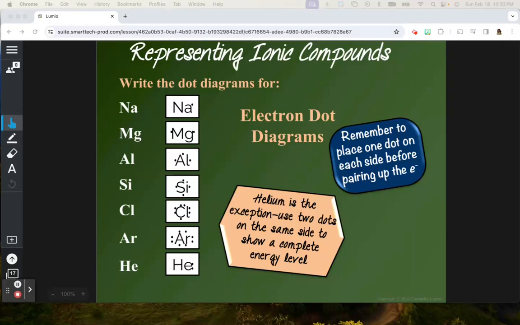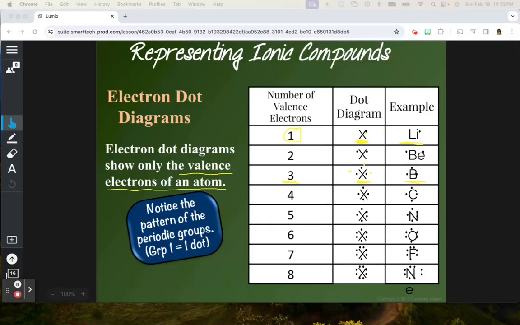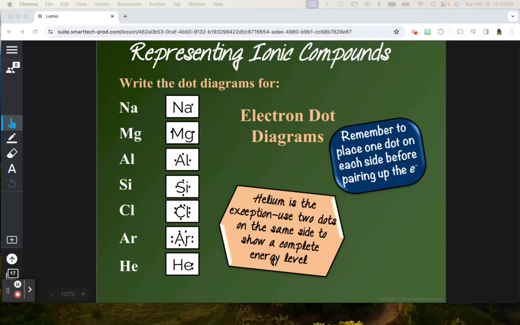So write, give it a try. Give it a try of writing the example of the practice problem of calcium, sulfur, and aluminum. Sorry, write the dot diagram for sodium, magnesium, aluminum, silicon, chlorine, and argon and helium that's on your note sheet. And here's the answer for those metals and nonmetal element dot configuration.